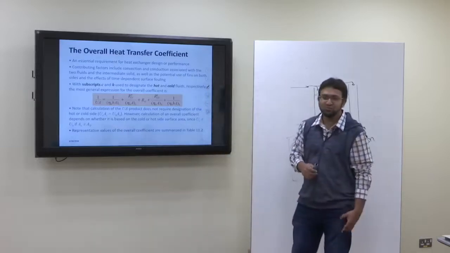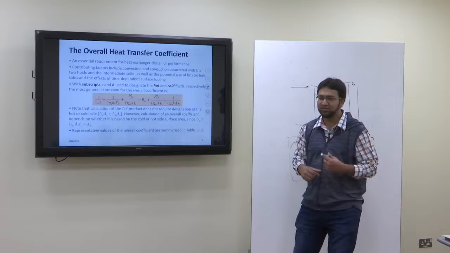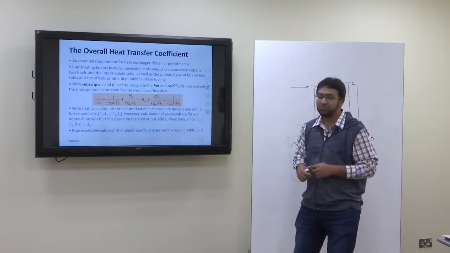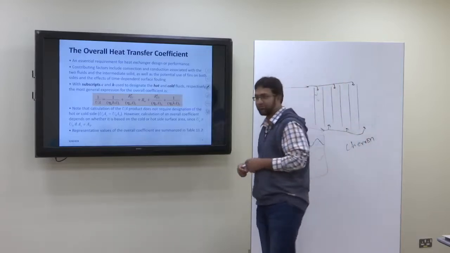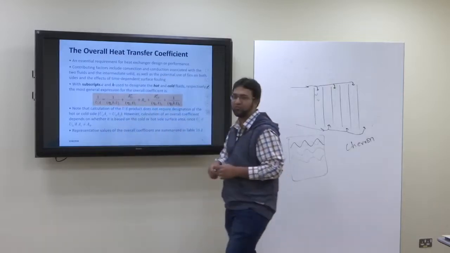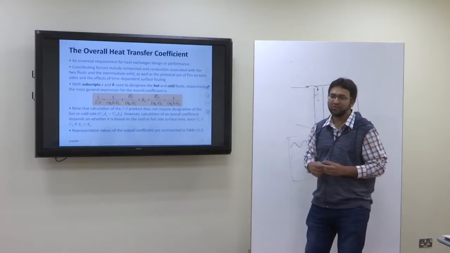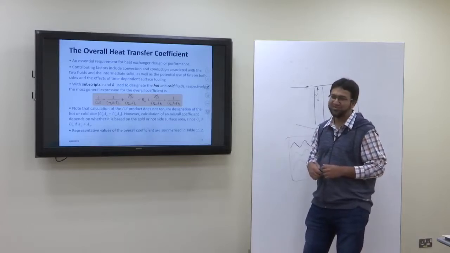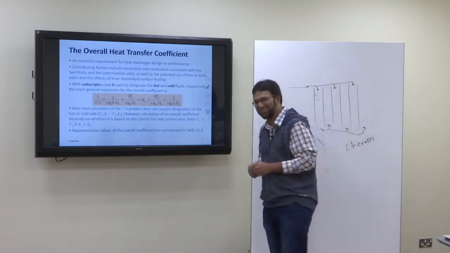Okay, so now let's move towards the other topic, the overall heat transfer coefficient. Now, in order to find this overall heat transfer coefficient, you move back to chapter number 3. This chapter number 3 is very important, whether you like it or not.